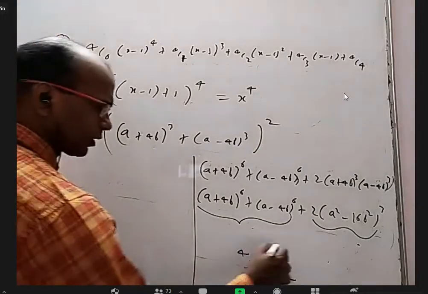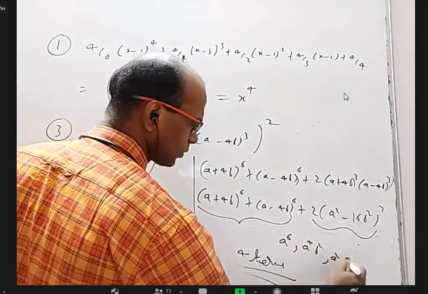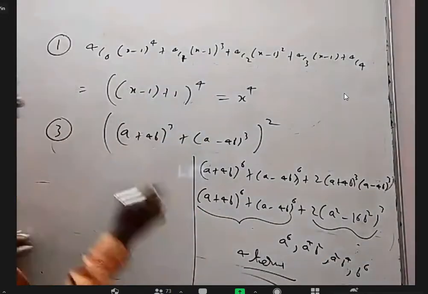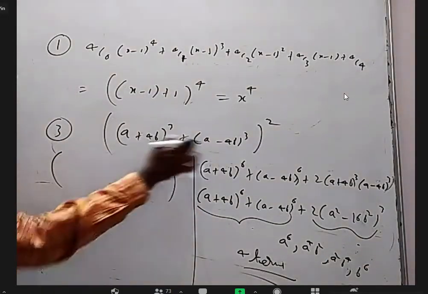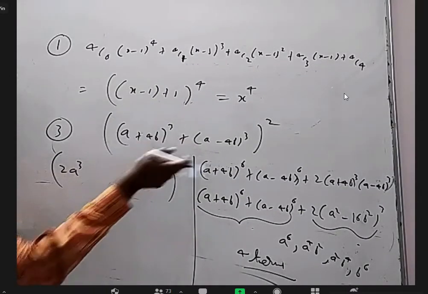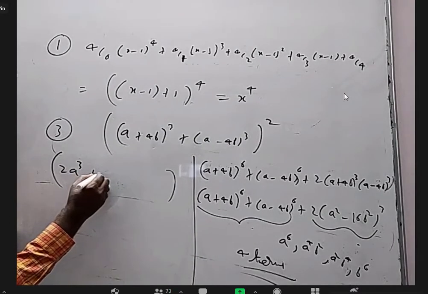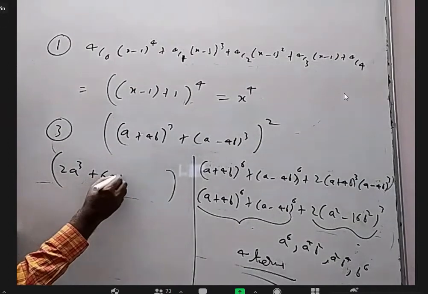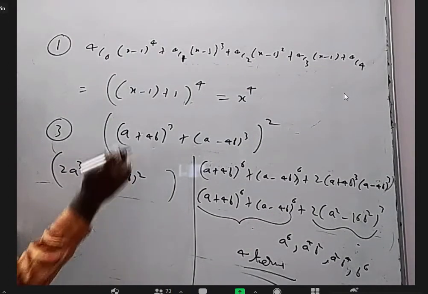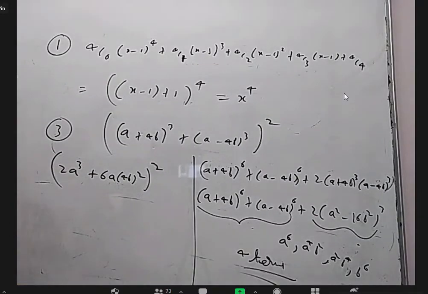What are those terms, if somebody wants? One is A power 6, one is A power 4 B square, one is A square B power 4, one is B power 6. Even here, if I expand this and this, the first term here will combine as 2A cube, the second term will get cancelled. The next term will be plus 6A into (4B) whole square, and the (4B) whole cube will cancel. Then I'm getting only 3 terms.